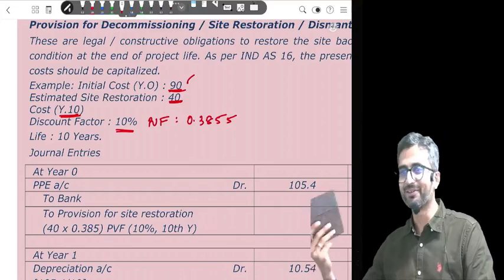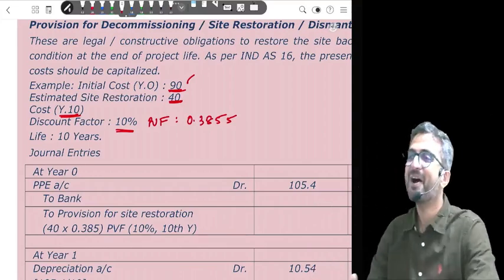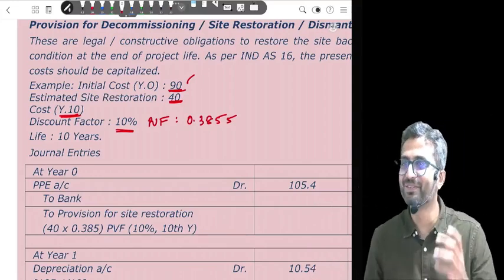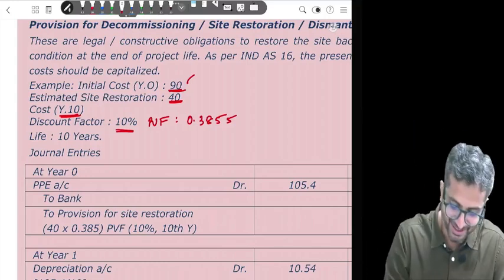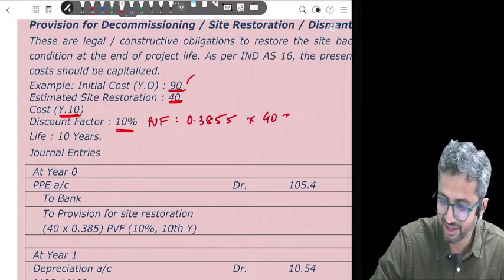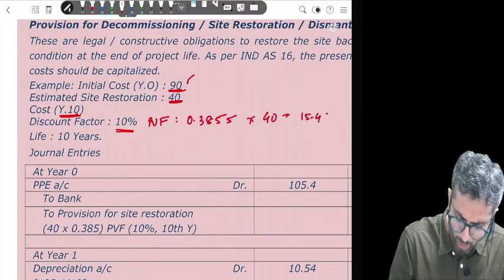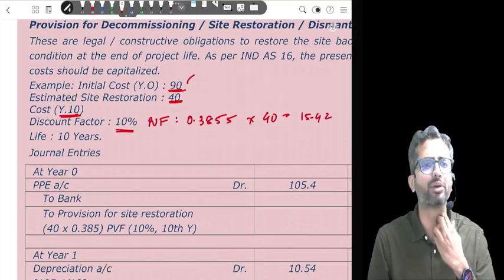So just take a calculator out. Focus. You will have 40 into 0.3855. So how much is that? It is 15.42 or 43, approximately, let's say 15.4.